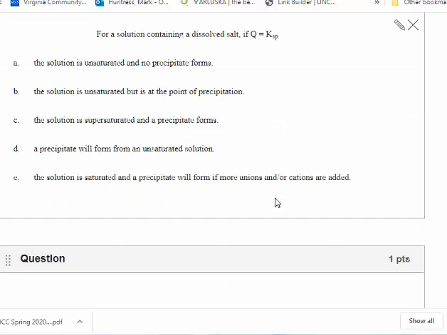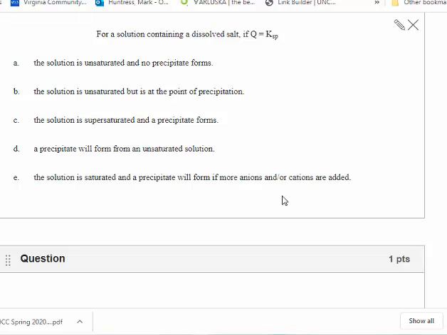Alright, if the reaction quotient is equal to the equilibrium constant, that means that if there is solid present, it's being formed at the same rate that it is dissolving. So if Q were any higher, that would mean that the solution was supersaturated. And the thing to assume here also is that nucleation sites are present.